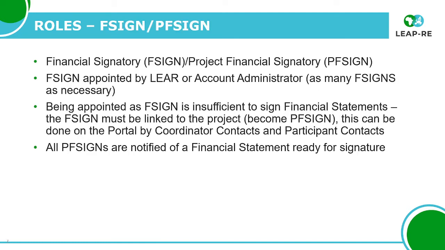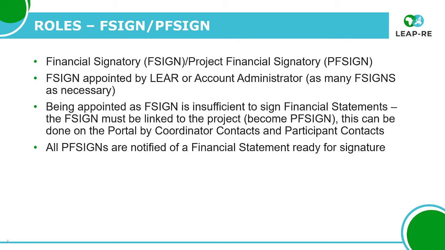As mentioned before, financial signatories or F-signs must be nominated for the organization by the LEAR or an account administrator. An organization can have an unlimited number of F-signs, which is an organization role. Once appointed, F-signs can be assigned to a particular project by a coordinator contact or a participant contact, becoming project financial signatories or PF-signs, which is a project role.